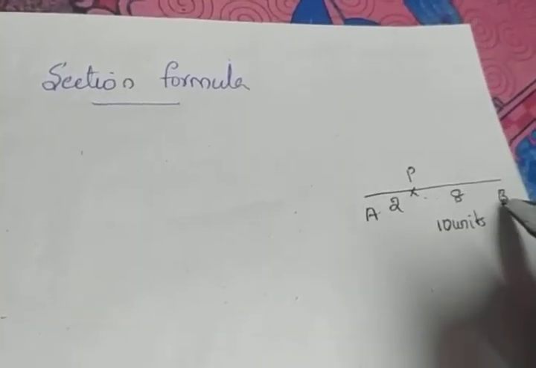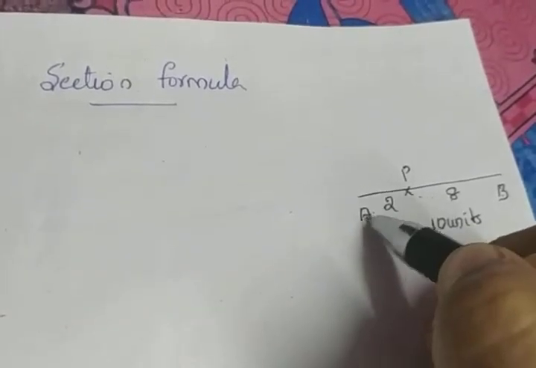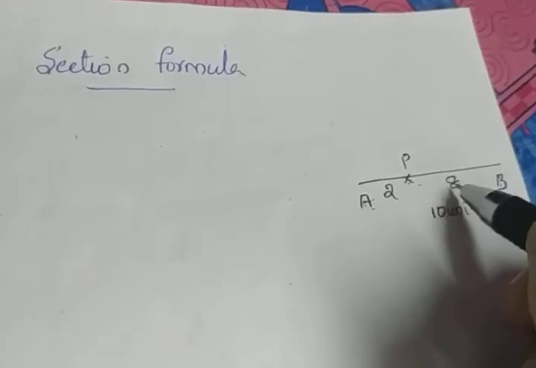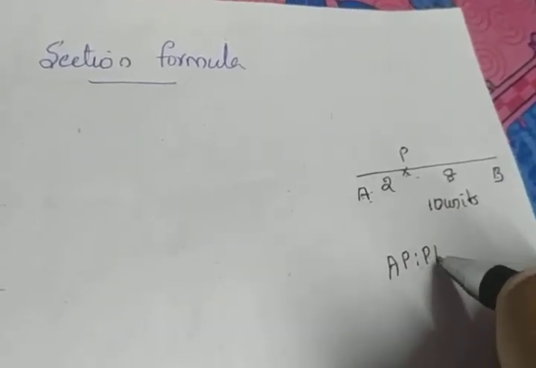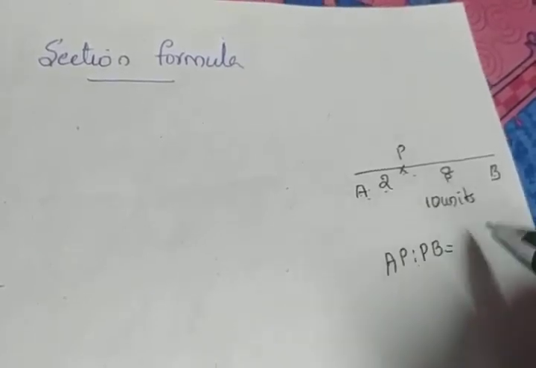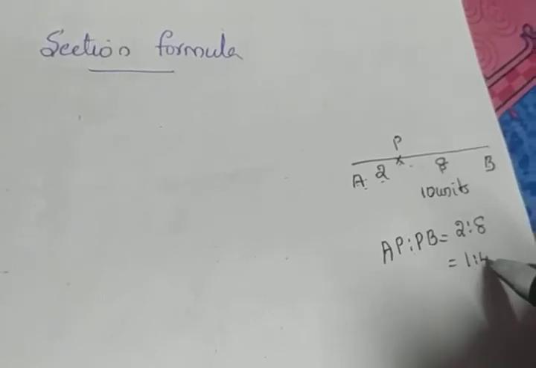Why did I get PB as 8 units? The total length of AB we took as 10 units. So if AP is 2 units, PB will be of length 8 units. Can you say what is the ratio of AP is to PB? AP is to PB will be actually 2 is to 8. So that is equal to 1 is to 4.